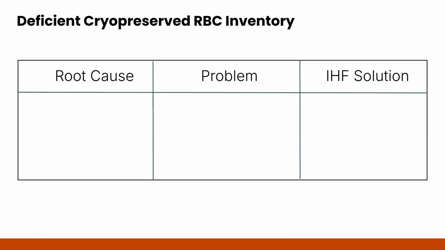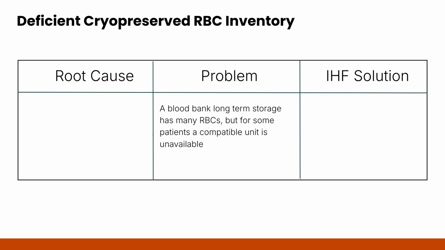The next issue to discuss is deficient cryopreserved RBC inventory. The problem. Long-term storage has many RBCs, but for some patients, a compatible unit is unavailable. What happens is the empirical stocking of long-term inventory with cryopreserved RBCs typically leads to the accumulation of RBCs whose phenotypes are widespread in the population. And this simply mirrors what is already available in refrigerated form.